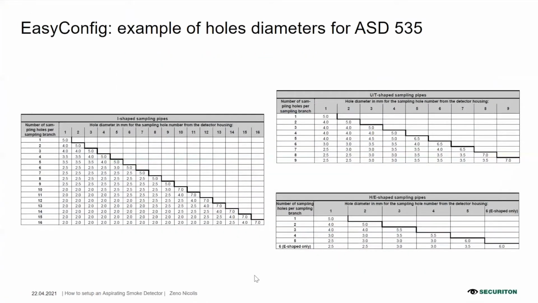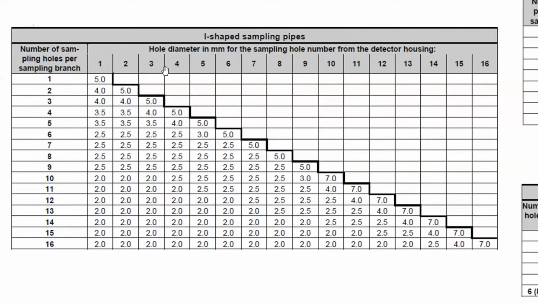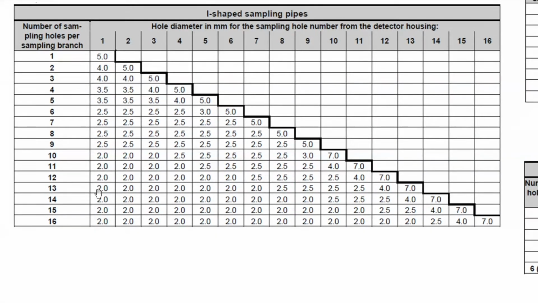As you can see here, drilling diameters are given for each type of pipe configuration and number of holes. Of course, all this information can be found in the technical documentation for each ASD detector. Let's have a look here at the ASD 535 in this chart, for example, with the I-shape configuration. If we are going to have 3 holes, the diameters will be 4 millimeters for the first, 4 millimeters for the second, and 5 millimeters for the last one. If we have 16 holes, we have these diameters.